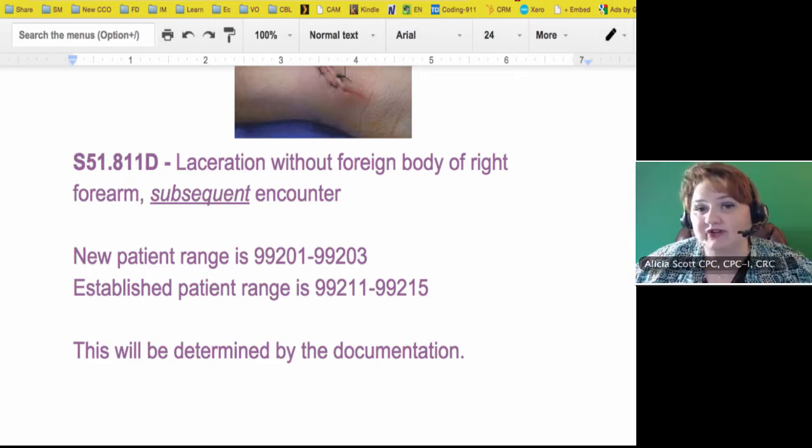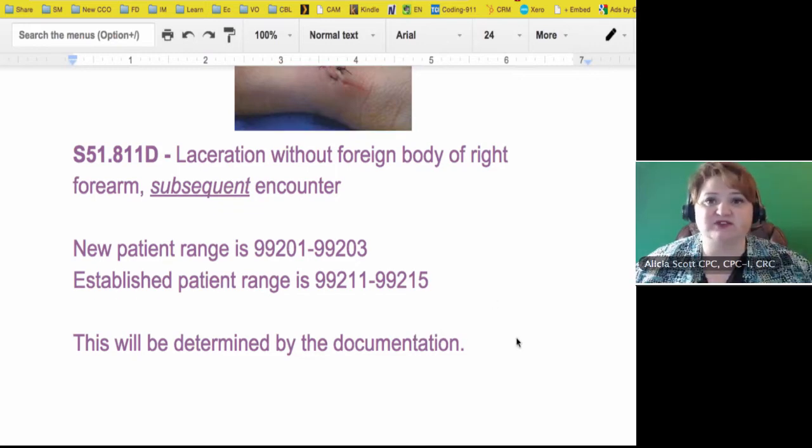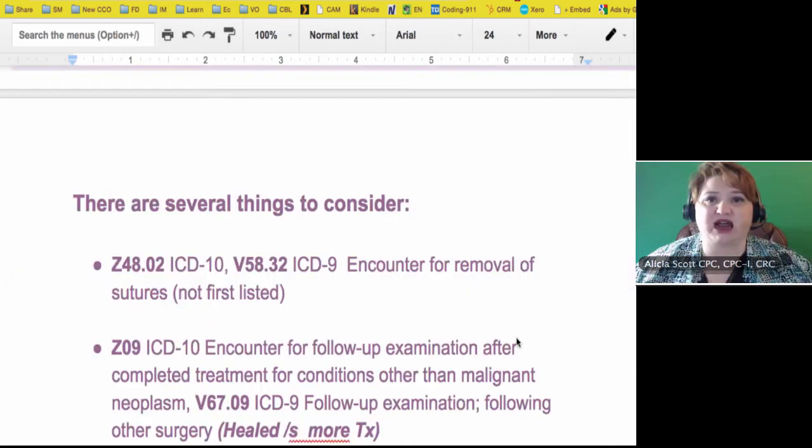Now, in addition, the CPT gets a little confusing with this as well, so I wanted to explain some information that I found on that. A new patient range is going to be 99201 through 99203, and an established patient range is going to be 99211 through 99215, and all of that's determined on the documentation. So let's look at some information that you need to be aware of when you're looking at the documentation, some of the stuff that you're going to want to abstract.